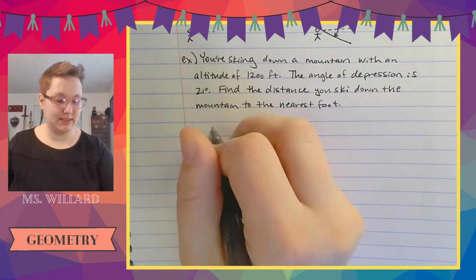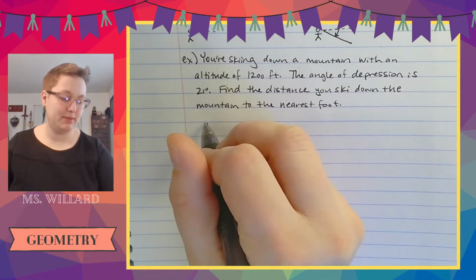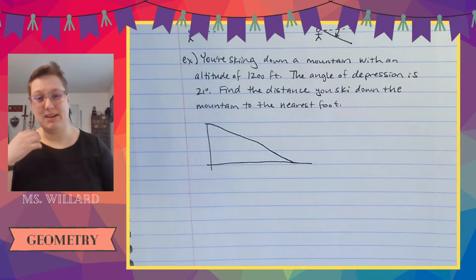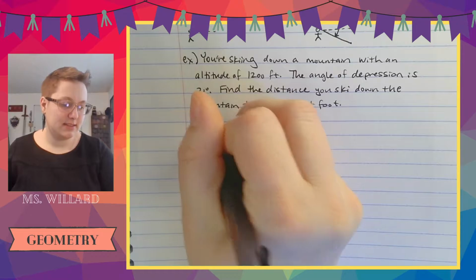So I have a mountain. I don't care what mountain it is. This could be Stevens Pass, this could be Glacier Peak. We're going to assume it's mostly flat because we are talking about a right triangle, even if it doesn't say that. So here's my little skis.